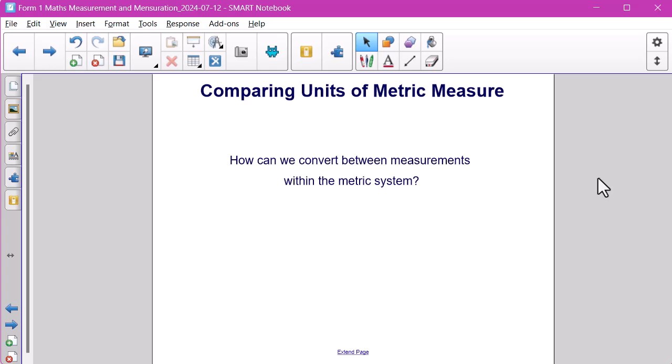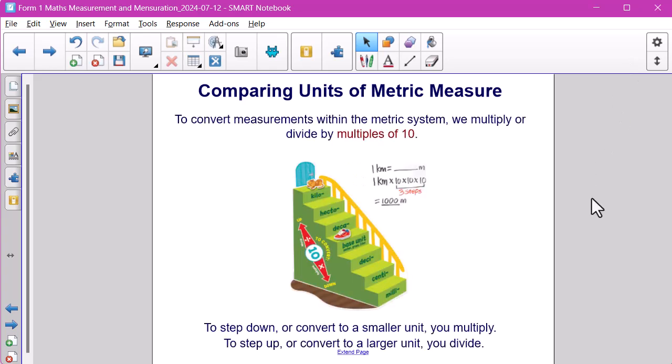How can we convert between measurements within the metric system? Take a moment to pause this video and think about it, and when you're done, unpause it. To convert measurements within the metric system, we multiply or divide by multiples of 10. When we step downwards or convert to a smaller unit, you multiply. To step up or convert to a larger unit, you divide.